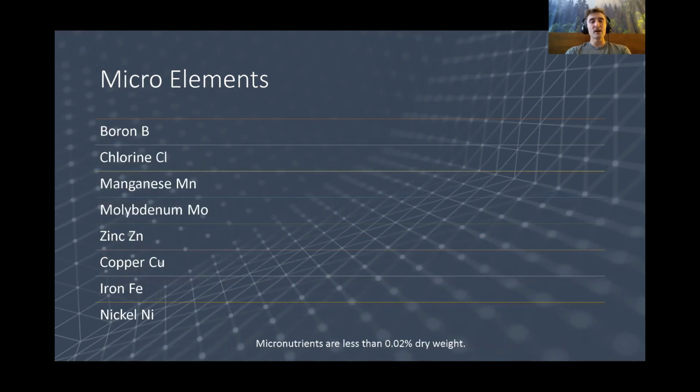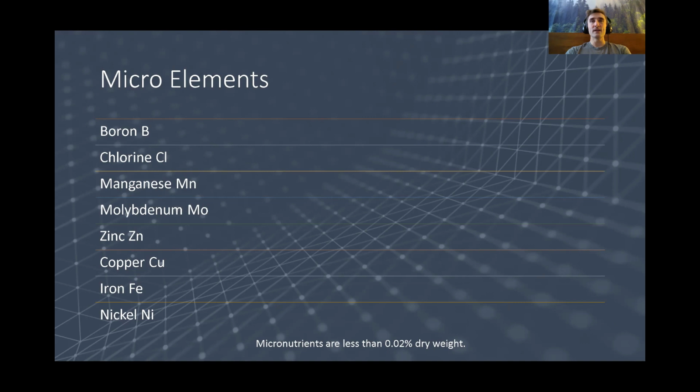And here we have our micros. They are needed in very small amounts, so they're called the trace minerals. And you can see there that the micronutrients make up less than 0.02% of the dry weight of the plant. So a very, very small amount.